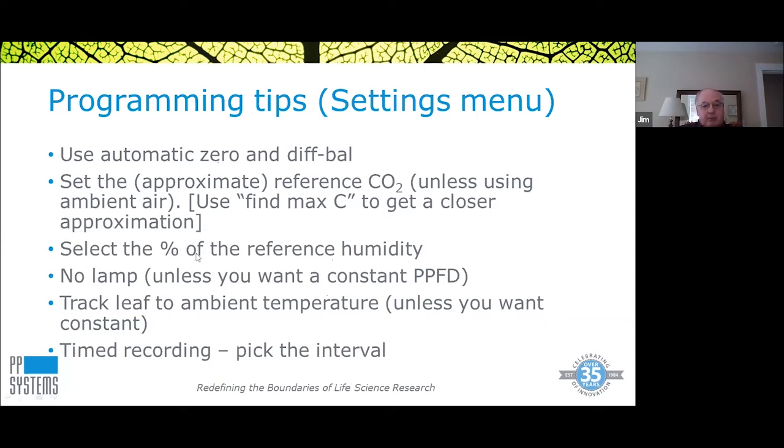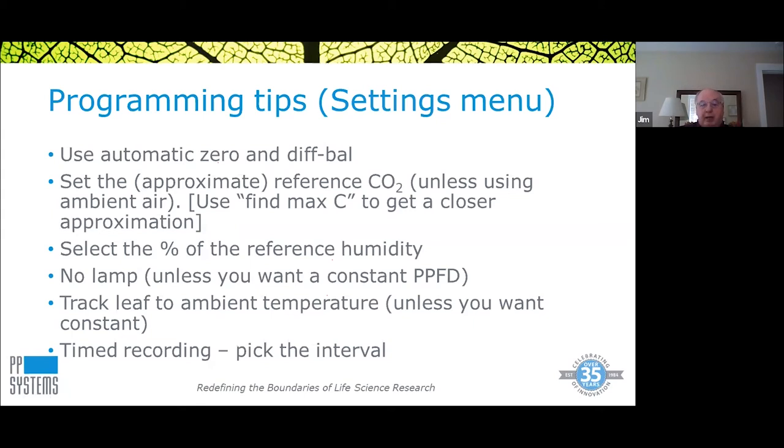You're going to set the percent of reference humidity, and we talked about how to figure out how to do that. And your setting is going to have no lamp unless you want to have a lamp, but normally you're using sunlight. You're tracking sunlight. And usually you're going to track leaf to the ambient air temperature.